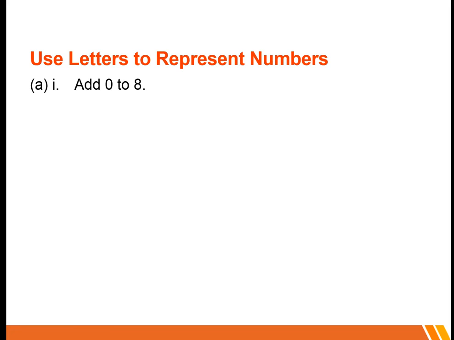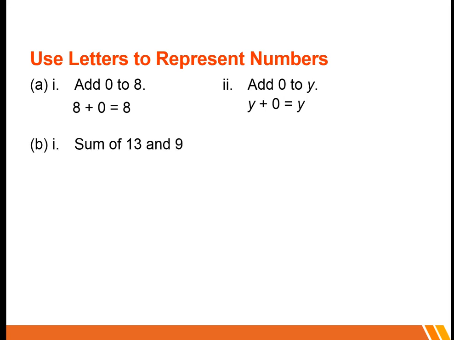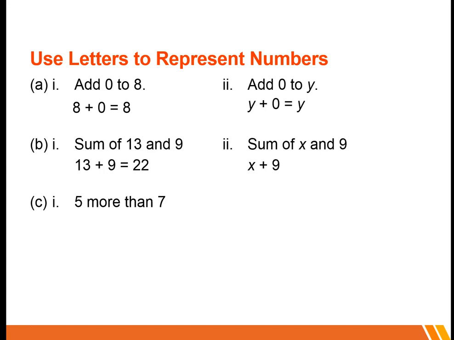Now, moving on quickly. Add 0 to 8, we have 8 plus 0 equals 8. Now, if it's add 0 to y, that will be 0 plus y or y plus 0, which is still y, because y plus nothing, you still have y, right? So, sum of 13 and 9, very simple. 13 plus 9 equals 22. And then sum of x and 9, that will be (x + 9). Now, some of you are asking, should we put brackets? Yes, you should put brackets, especially when you're solving word problems involving algebra.